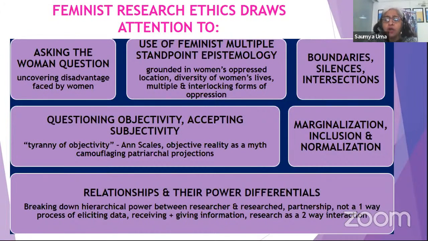Marginalization, inclusion, and normalization is something that feminist research ethics draws attention to. Normalization is a very, very important concept here. Many things are considered natural and normal, right? A husband beating his wife could be considered normal. Marital rape could be considered normal. A woman taking care of her children could be considered normal. But it is important from a researcher's point of view to be questioning all of these relationships and their power differentials. I think both Professor Hani Oberoi as well as Professor Nakiran have dealt with the power differentials.